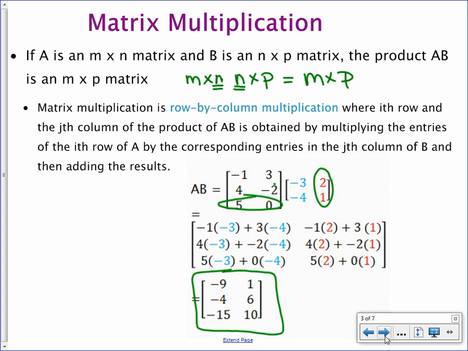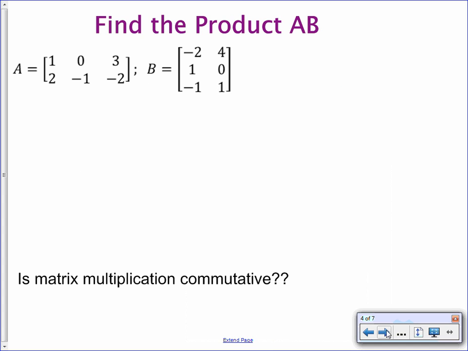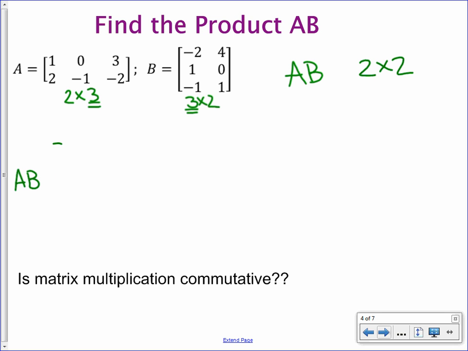Okay. So let's do another problem. We're going to take A times B. Go ahead and write A and write B. What is the order of A? And what is the order of B? 3 by 2. Can we multiply these together? Sure. Yes. And what is our resulting matrix going to be? So A times B is going to have an order of 2 by 2.